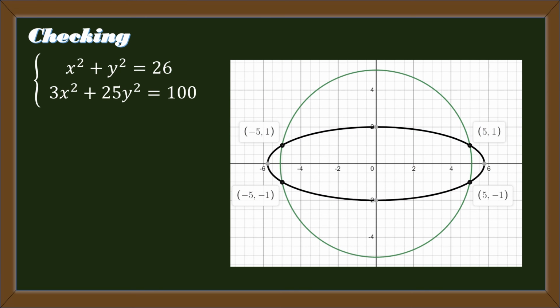To check whether the solutions are correct, we substitute the ordered pair solutions to the system of nonlinear equations. Since we solved for the values of x using the equation of the circle, we can check by substituting the ordered pair solutions to the equation of the ellipse. Or we can also graph the two equations and see if they intersect at the ordered pair solutions.